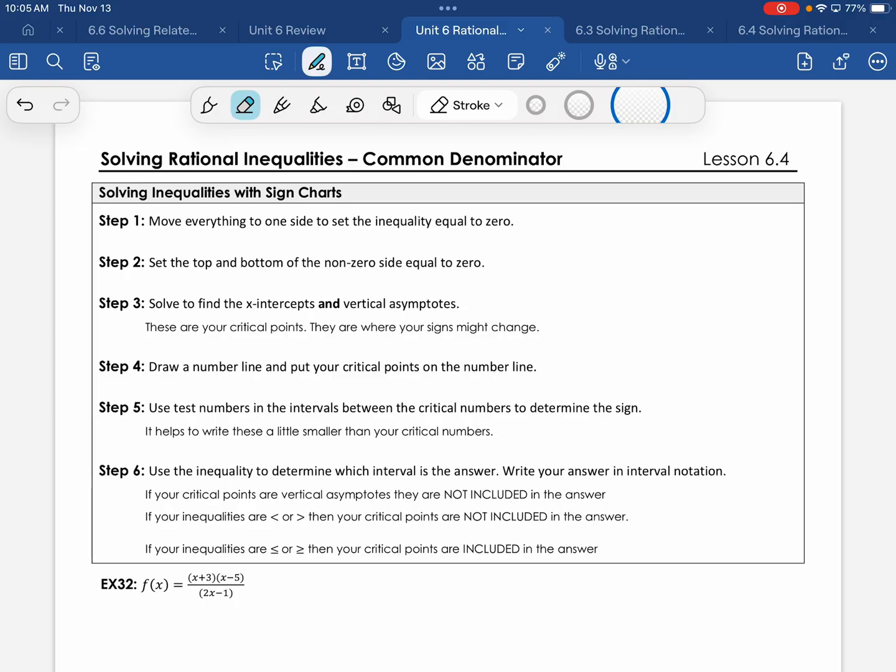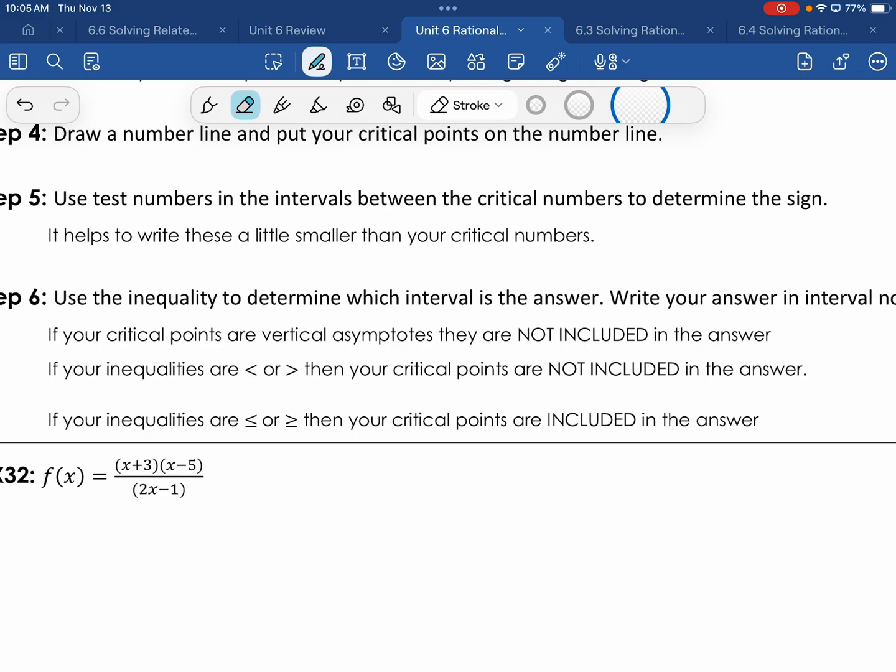Now, one of the important things here is that if your critical points, which are the numbers you get when you set your function equal to 0, are vertical asymptotes, they are not ever going to be included in your answer because vertical asymptotes always get parentheses. So vertical asymptotes are not included. Also, if your inequality does not have the or equal to line, those numbers are also not included because it is just greater than or less than. So they will only be included if it has that or equal to line and it is not a vertical asymptote. That will make sense as I do an example and show you what I'm talking about.